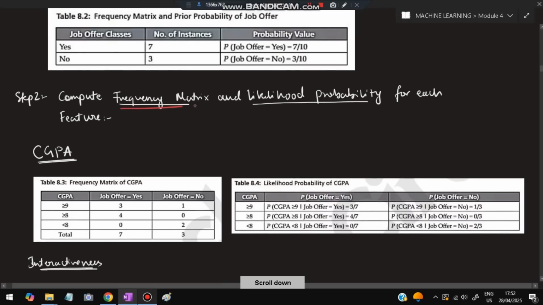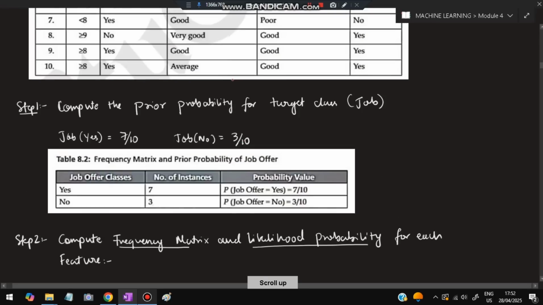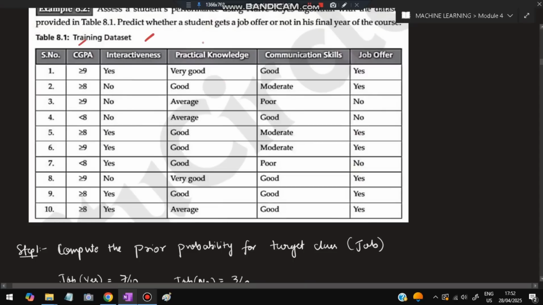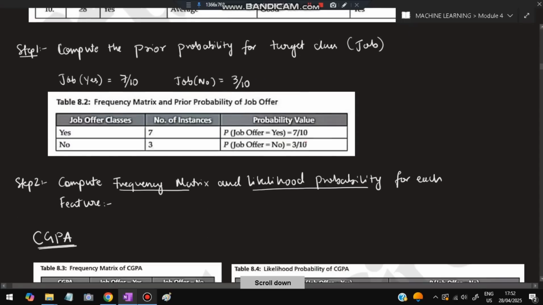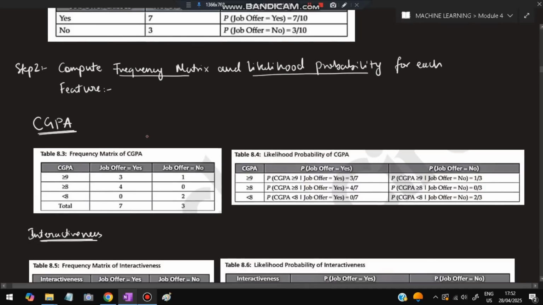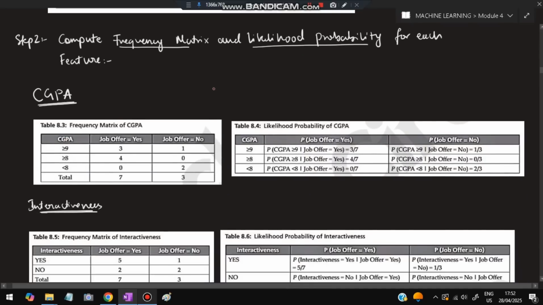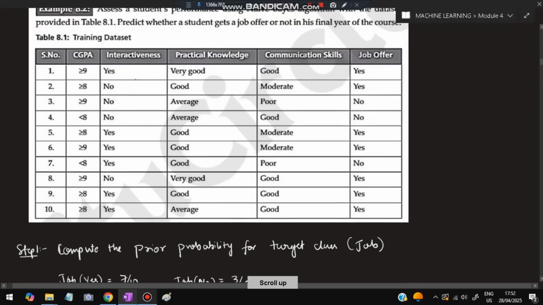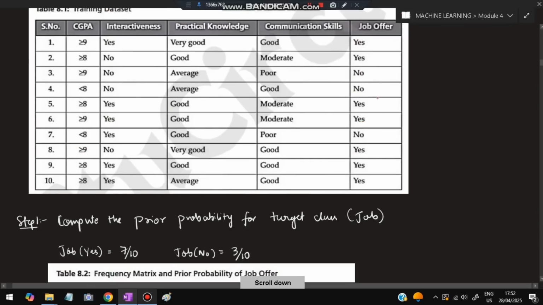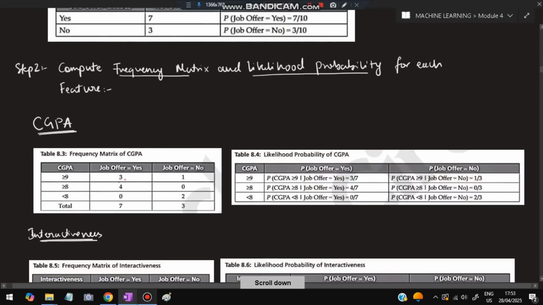Next we have to compute the frequency matrix and likelihood probability for each feature. So there are four features, right? For the four features you have to calculate the frequency matrix and the likelihood probability. So how do we do that? If you observe carefully, in CGPA you have three types: greater than 9, greater than 8 and less than 8. Whenever CGPA is greater than 9, how many job offers are yes and how many are no? Let's calculate. Here this is a job offer yes, 1, here 2, and here 3, plus 1 no. Means 3 yes and 1 no, right? So we'll write here 3 yes and 1 no.